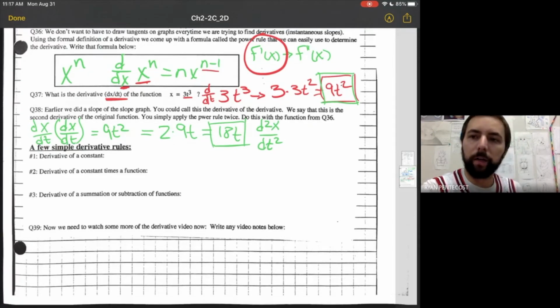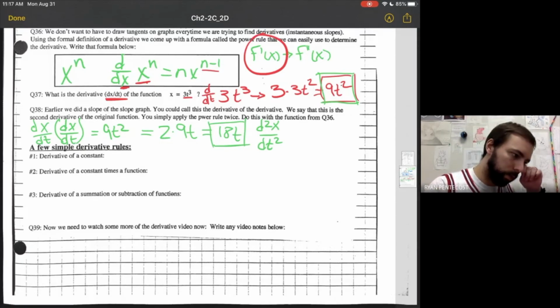Okay, so that second derivative notation is right: d squared x over dt squared. Again, not super essential, and we'll work more on that as we get further and further along. So, a few simple derivative rules.